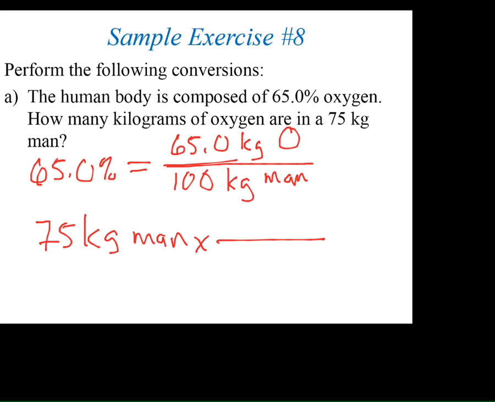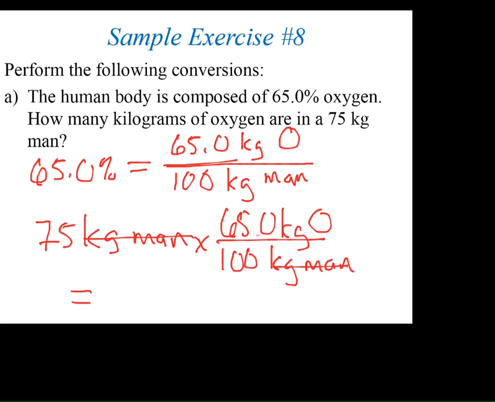And how many kilograms of man? 100. Yes, 100 kilograms of man is 65.0 kilograms of oxygen. Kilograms of man cancels. I'm going to punch that into my calculator. So 75 times 65.0 divided by 100. So I got 48.75.